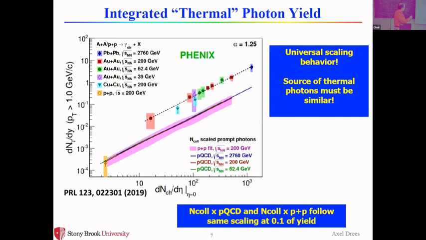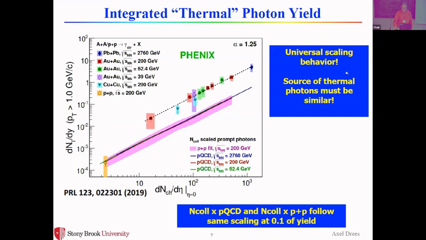So this is the integrated yield on a log scale versus the charged particle multiplicity on a log scale. And you see that all the systems that we have available line up on a common trend, which is around this power, dN_ch/dη to 5/4. If you take the pp integrated yield at 200 GeV and extrapolate it up with the number of collisions for 200 GeV, you see there's about a factor 10 difference in the overall yield. And if you put all these pieces together, you get the following picture.